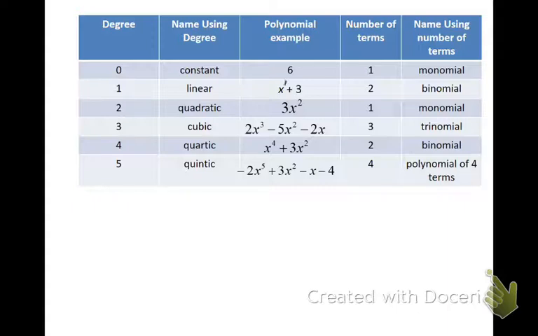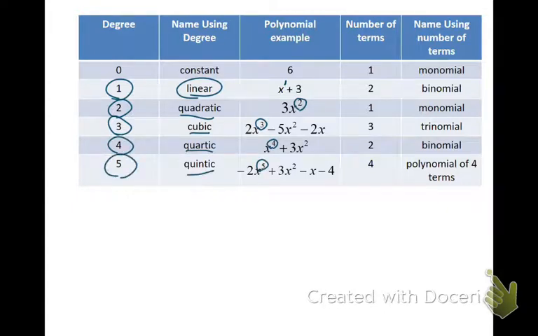Since the exponent here is 1, that's the highest degree. It's the first degree, or linear polynomial. If the highest degree is 2, it's a quadratic. If the highest degree is 3, it's a cubic. If the highest degree is 4, it's a quartic. If the highest degree is 5, it's a quintic.